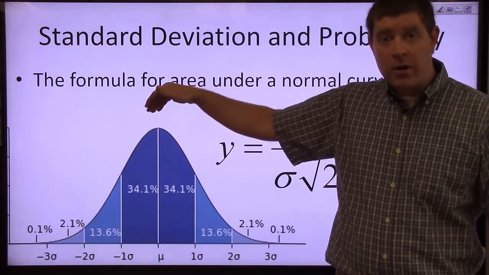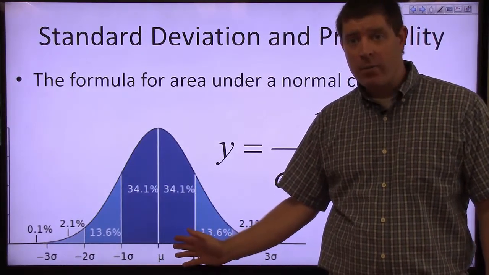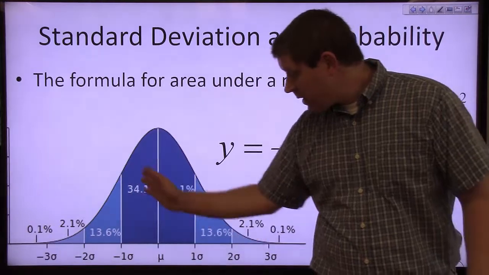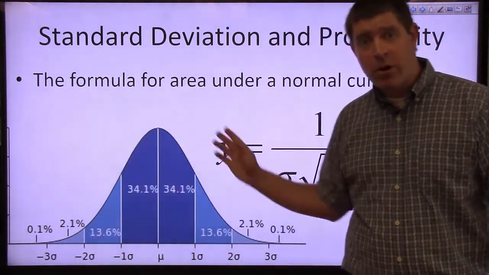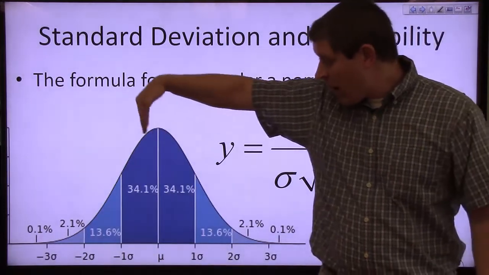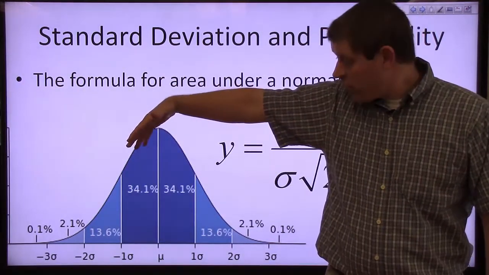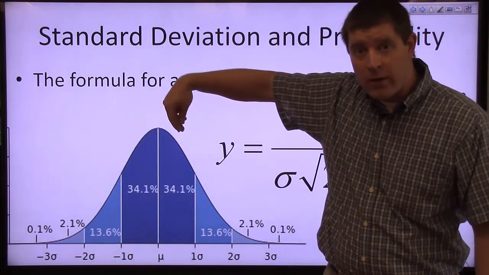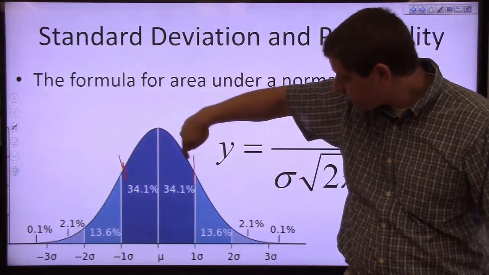And note that in the middle here, we've got mu, that's the average or the mean of our population. And then we've got these lines at minus 1 sigma, plus 1 sigma, minus 2 sigma, plus 2 sigma, and so on, of our standard deviation. So from the mean, plus and minus one standard deviation, that's this area in here.